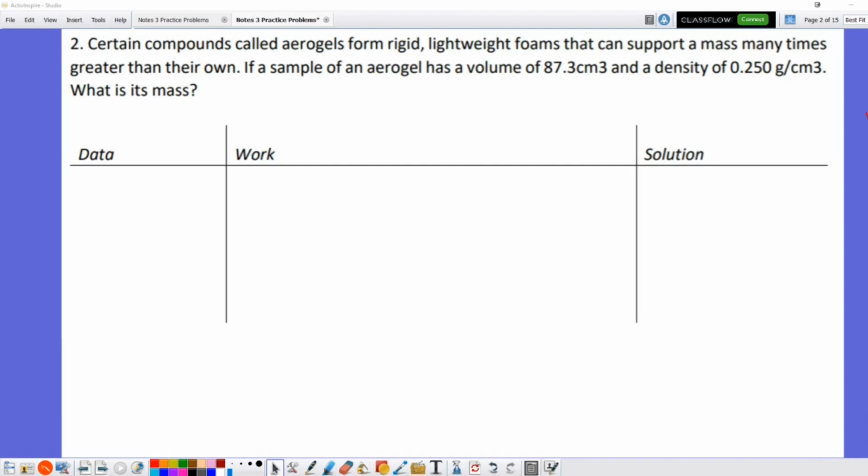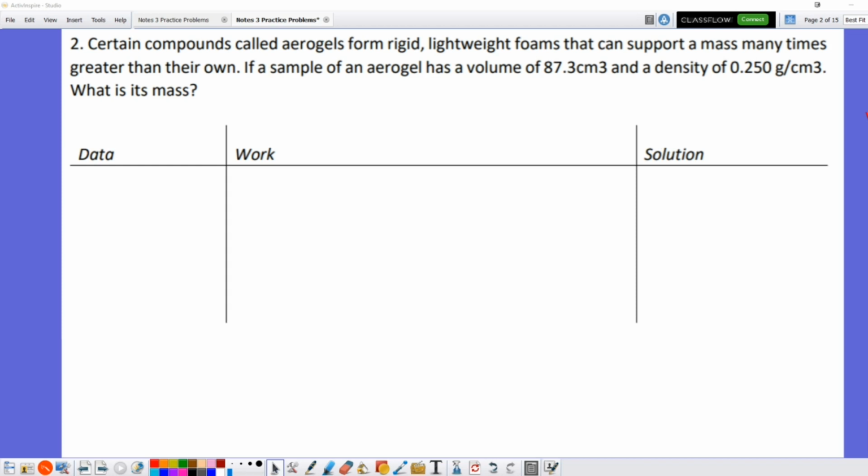Practice problem number 2 says, certain compounds called aerogels form rigid, lightweight foams that can support a mass many times greater than their own. If a sample of an aerogel has a volume of 87.3 cubic centimeters and a density of 0.25 grams per cubic centimeter, what is its mass?